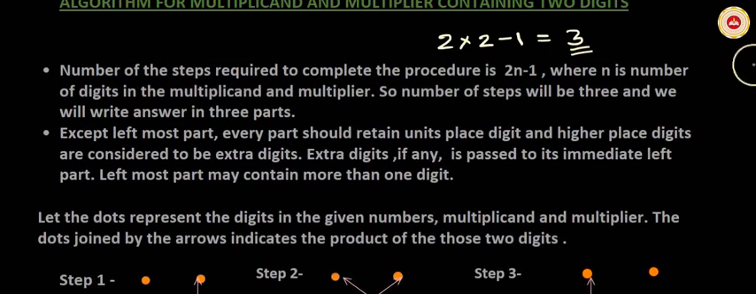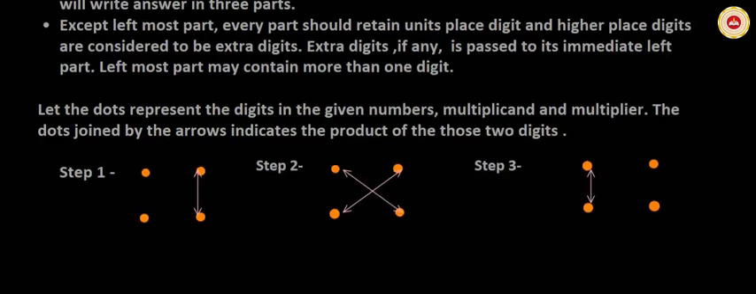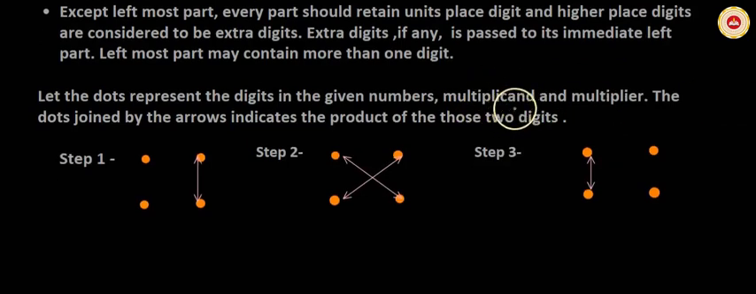So now let the dots represent the digits in the given numbers, multiplicand and multiplier. In the multiplication there are two factors, multiplicand and multiplier. In this example, multiplicand contains 2 digits and multiplier contains 2 digits.